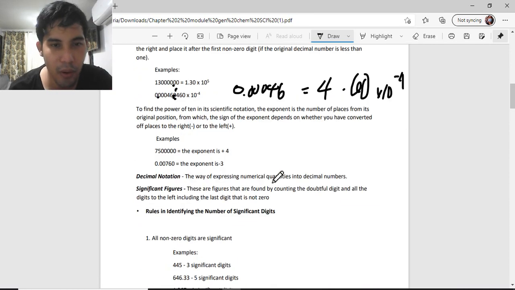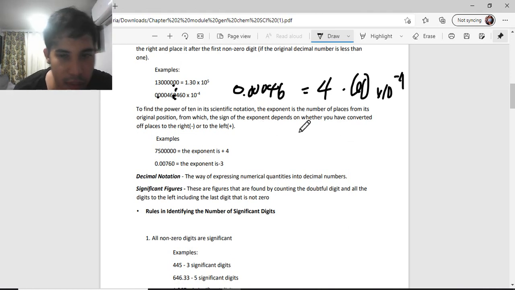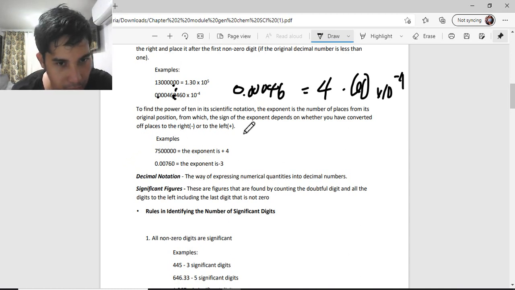Okay, to find the power of 10 in scientific notation, the exponent is the number of places from its original position, and the sign of the exponent depends on whether the decimal is moved to the right or to the left. It is only a matter of how many places, that is your exponent.